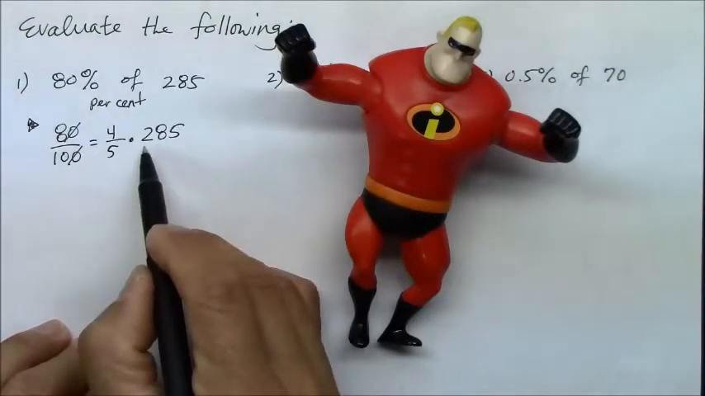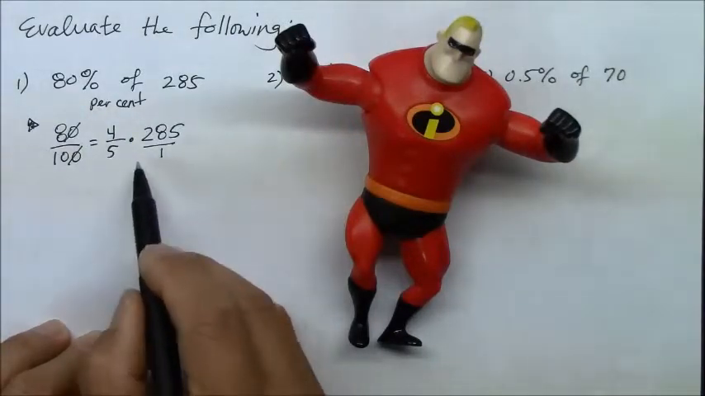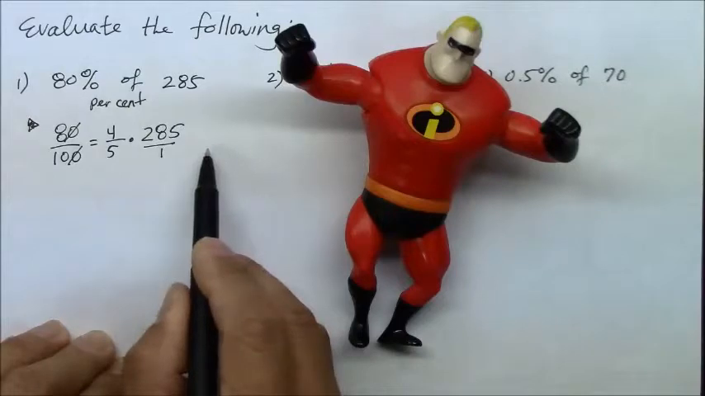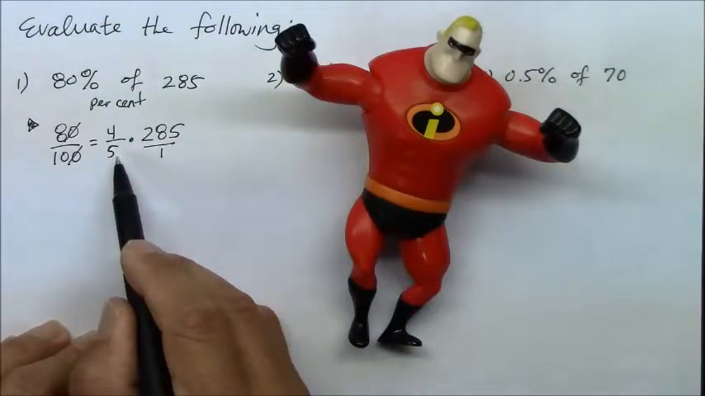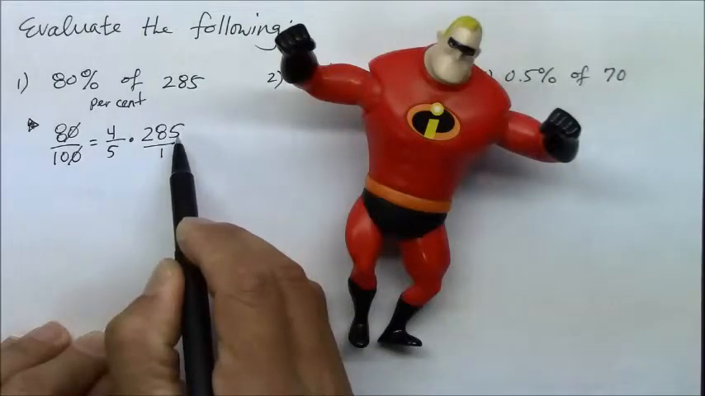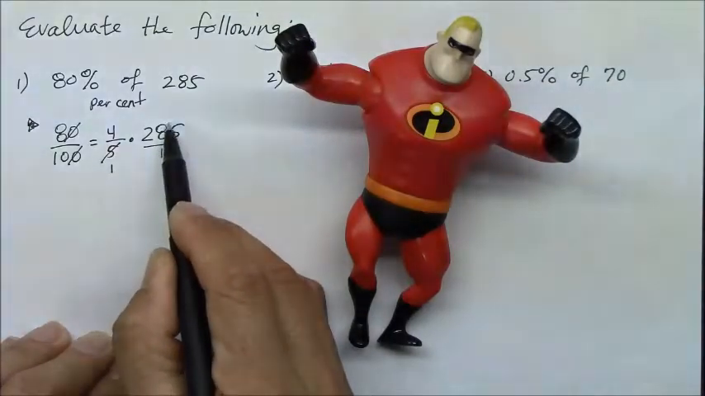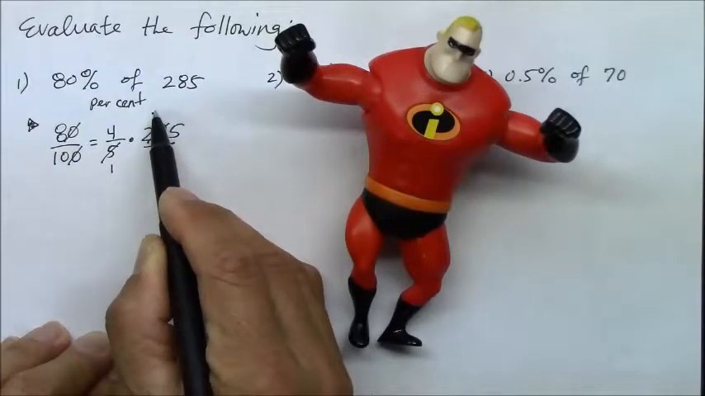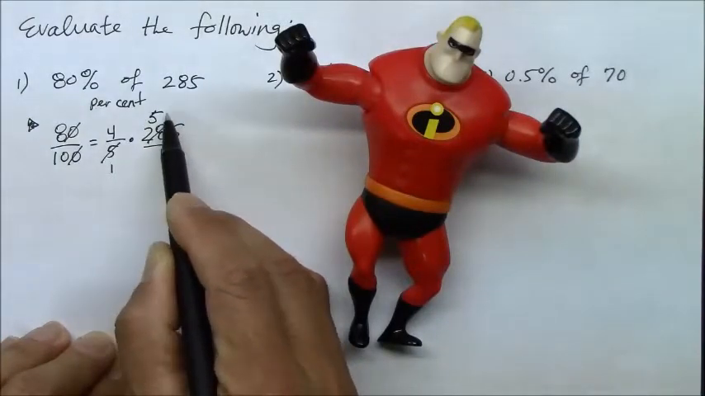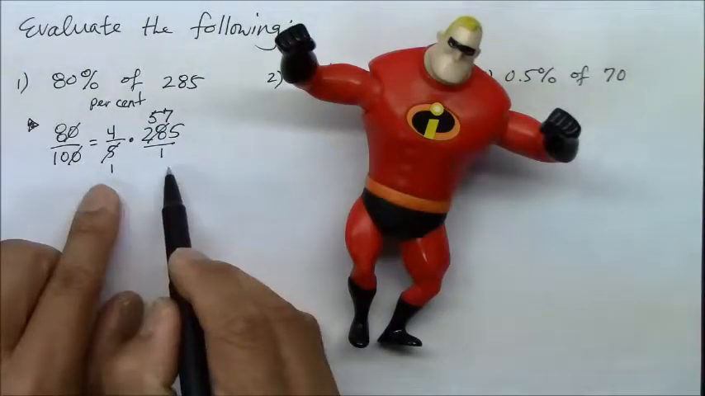If you like, you could put a 1 underneath that 285 to make things more consistent. In this case, before I multiply across, I like to reduce all factors if possible. For example, common factor between 5 and 285 is, of course, 5. 5 goes into 5 once. 5 goes into 28 5 times. That leaves you with 35, which goes in 7 times. So now, the denominators are just 1.